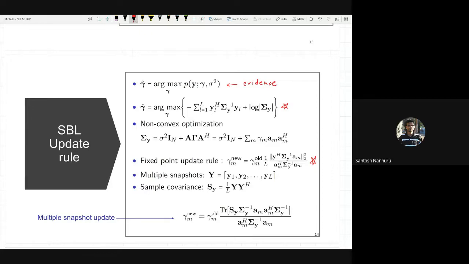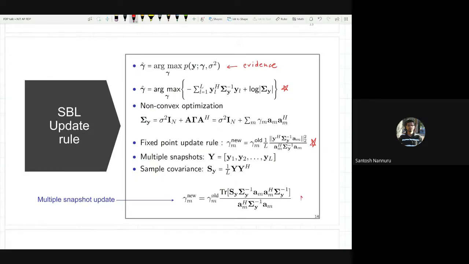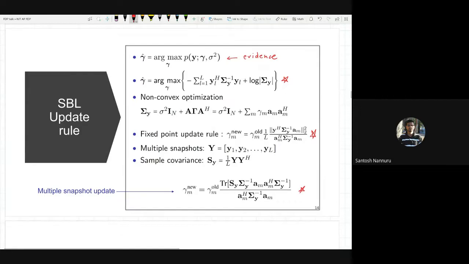So this was a single snapshot or single observation formulation. You can easily extend it to multiple snapshots. So this is the multiple snapshot update, right? So this is the equation. I'll not go into the derivation and equations. I think you had some talk which was on SBL also. So it's okay.